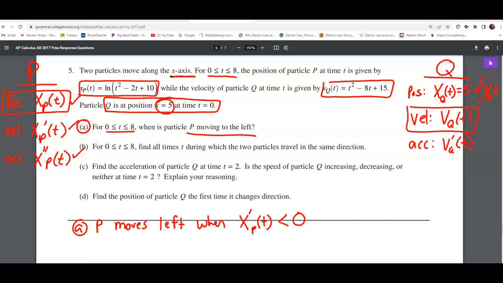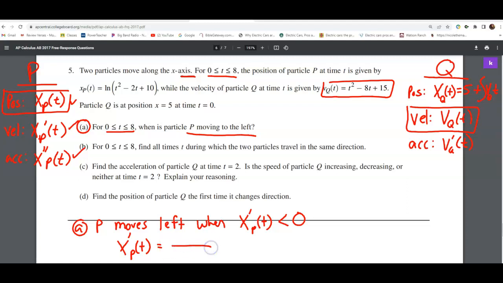Now, this is not a calculator-based question, so I need to find the derivative of this function and make it less than 0. So x prime of t is going to be, this is a chain rule we would have to do. We have an ln, and then we have a t squared on the inside there. So the derivative of ln is going to be 1 over the inside. And then we multiply that by the derivative of the inside, which is 2t minus 2, and that's just going to end up going in the numerator like that.